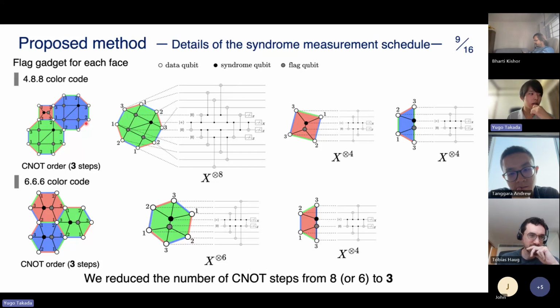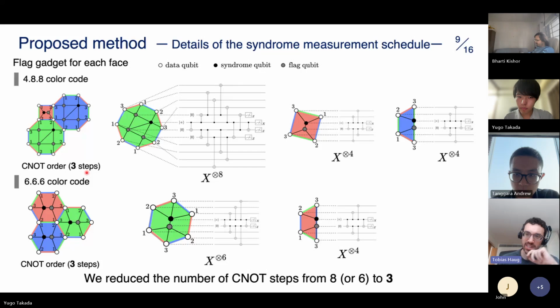So the one thing I need to do is to reduce the depth of the circuit. In that sense, by using the 4-qubit flag gadget in the color code, we can achieve depth 3. But you already knew about the flag gadget before, like this is already published before.